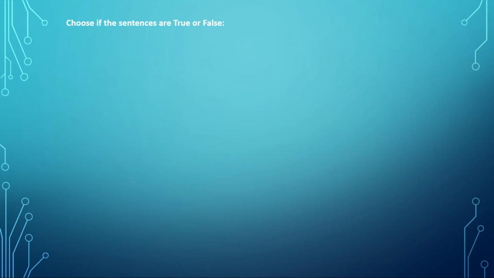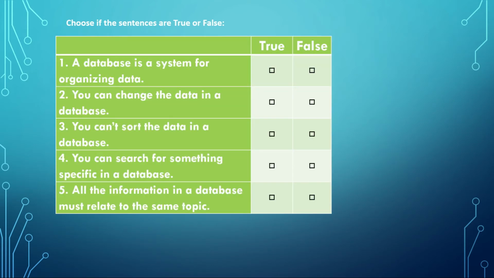Now you have to choose if the sentences are true or false. A database is a system of organized data. Is it true or false? It's true. You can change the data in a database. Yes, we can. We can add it, we can subtract it.